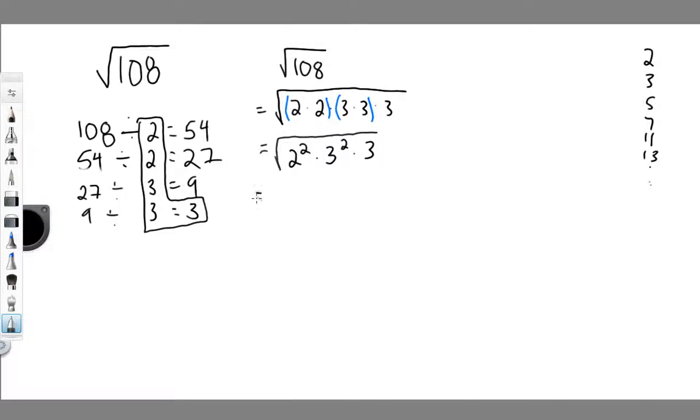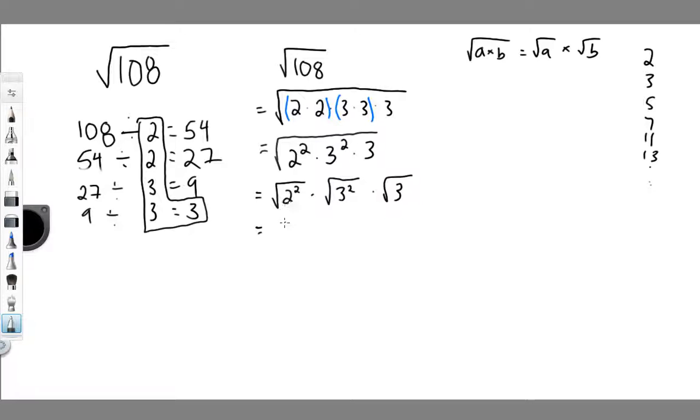Now we can use our little rule. You might have seen this before: if you have the square root of a times b, that's the same thing as the square root of a times the square root of b. So we have the square root of 2 squared times the square root of 3 squared times the square root of 3. The reason we want to do that is that when we have two numbers multiplied by itself, 2 times 2, 3 times 3, that gives us a perfect square.